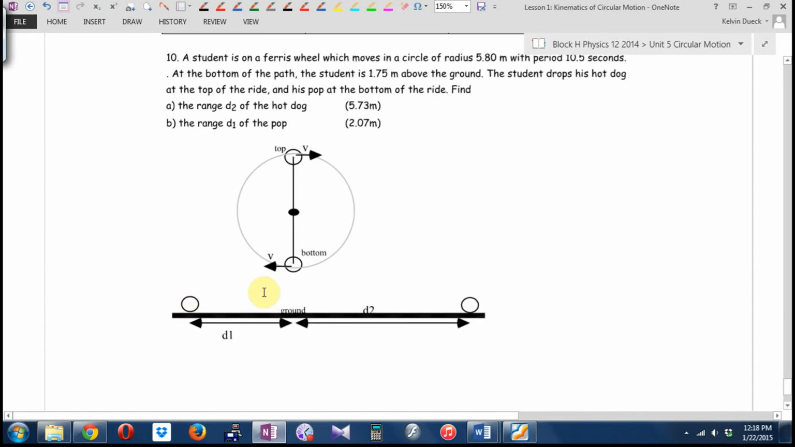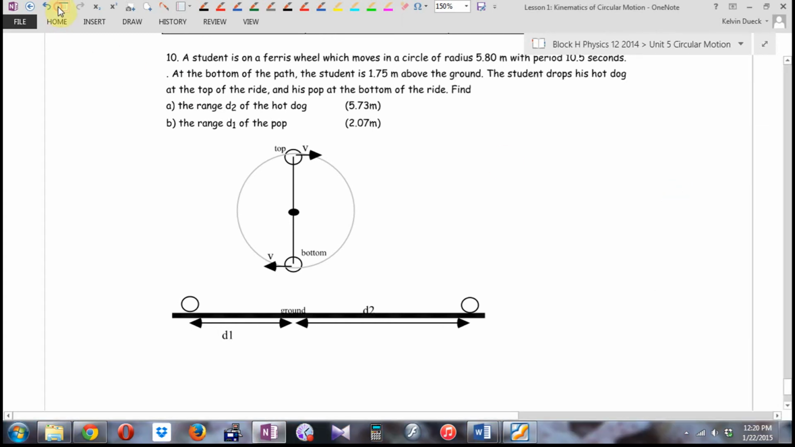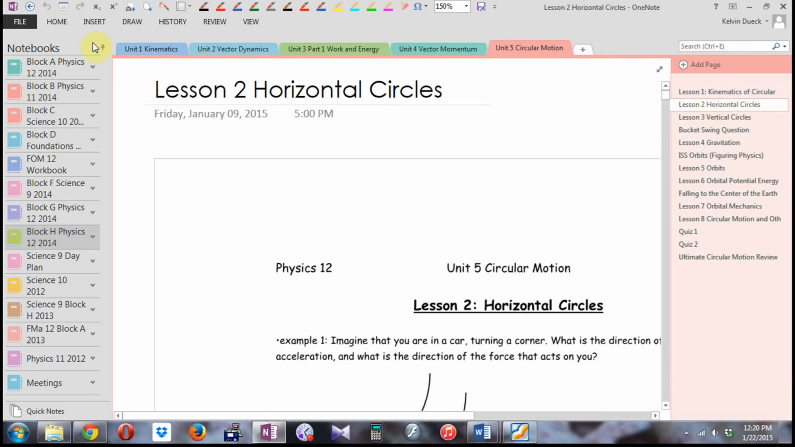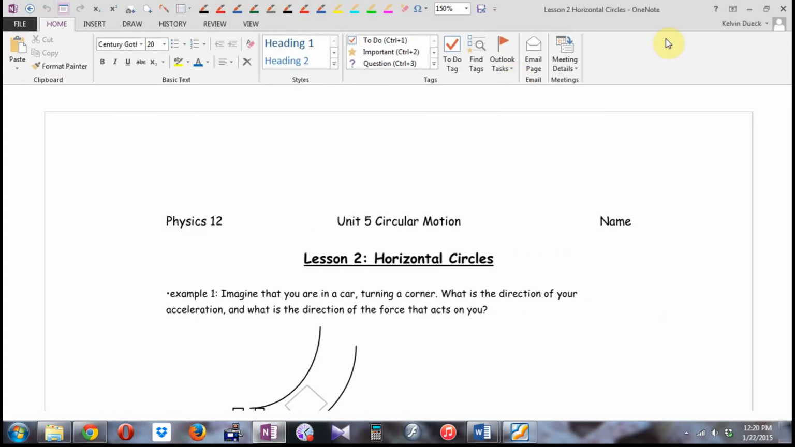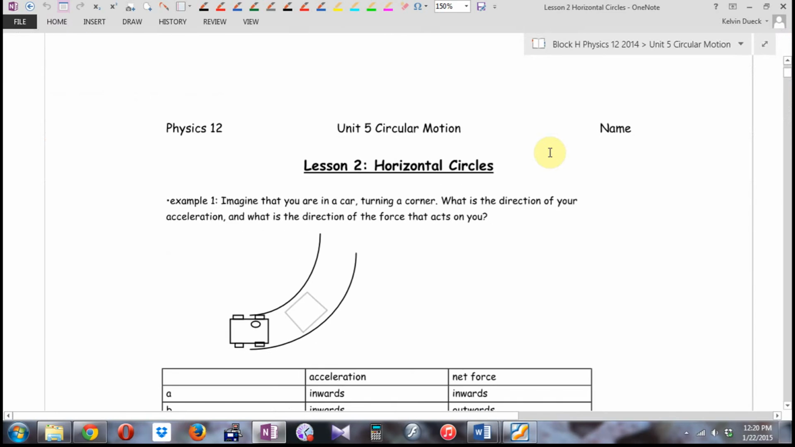We're now going to move on to part 2. I got some cool videos. We're going to do some free body diagrams. We're going to do lesson 2, and I'm going to get about halfway through it. Lesson 2, part 1: horizontal circles. Next lesson we'll be looking at vertical circles, starting out with horizontal circles.